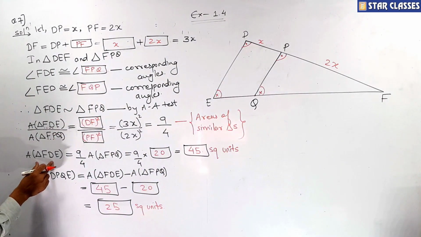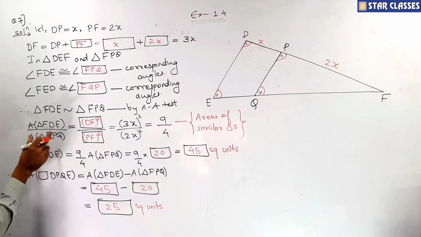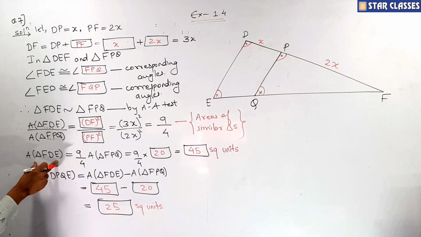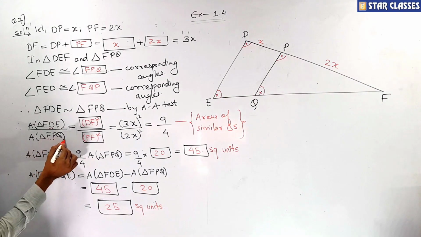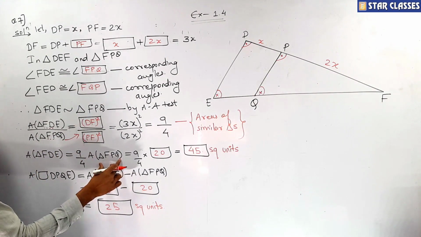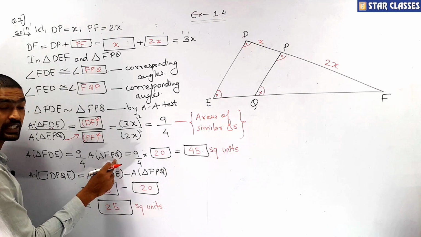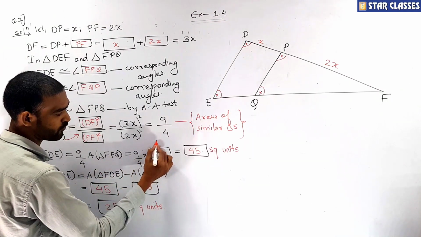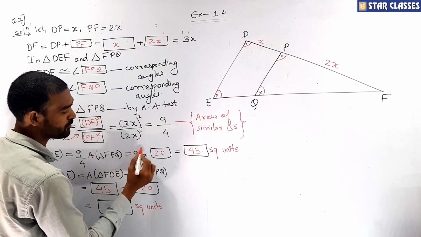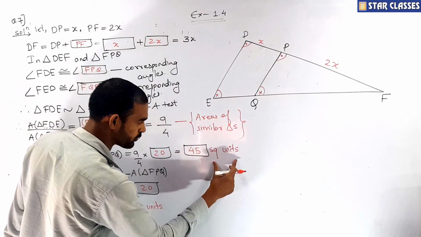Next one, area of triangle FDE. Right? This as it is. Now we know 9 upon 4 we got here. This will go and multiply. So it will come here and multiply. Do we know FPQ? Yes, that is given, 20. Now let us divide. 4 ones are 4, 4 fives are 20. So this will give you 9 fives are 45 square units.